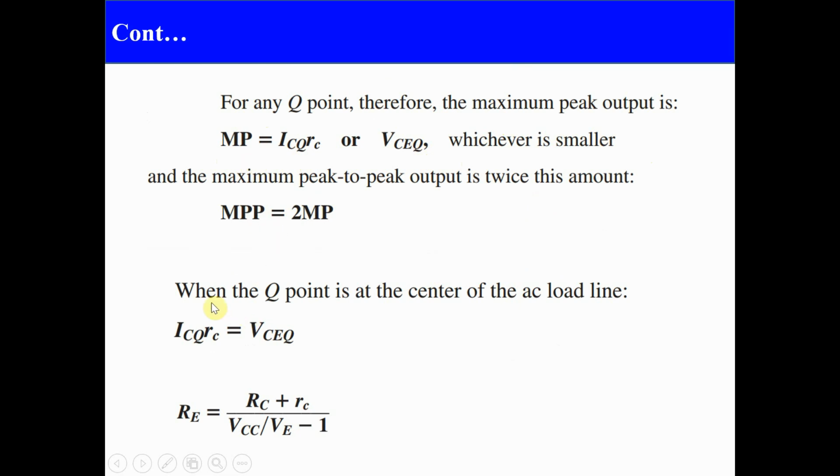and MPP, the maximum peak to peak, is 2 times that, right? If the Q point is at the center of the load line, then obviously these two are identical, VCQ is equal to ICQ into RC. These two would be the same, right? This can be obtained by setting RE equal to RC plus small rc upon VCC by VE minus 1, right? So by providing this condition, we can have the position of the Q point at the center of the AC load line, right? This way we finish the DC load line and AC load line. Thank you.